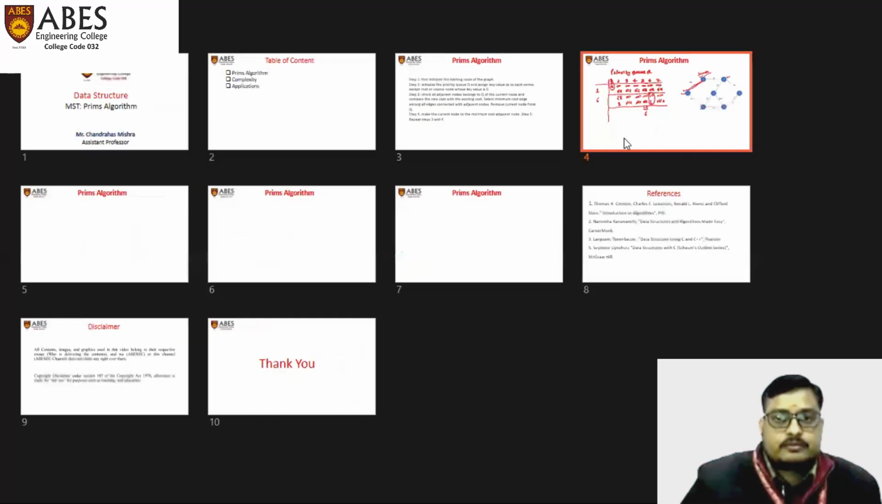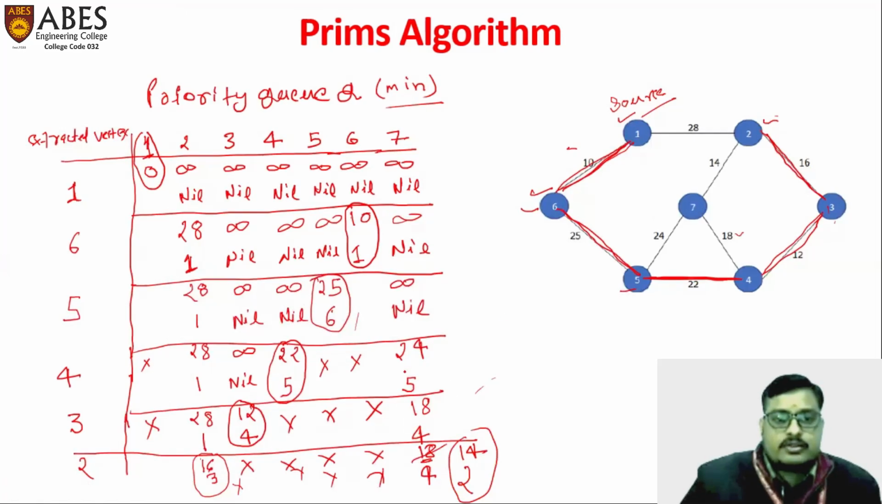So now we'll select this vertex 7 in the last step here. This vertex 7 is now selected and let us draw this. So we have drawn this vertex.